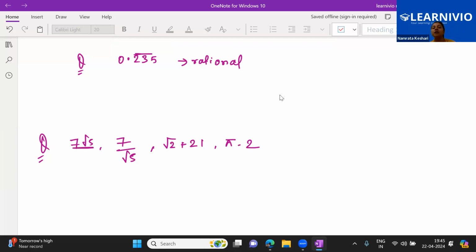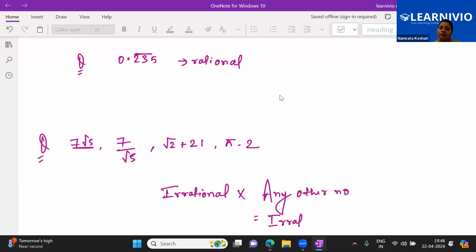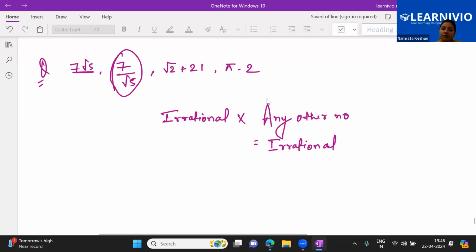So you can understand from here that when we are having an irrational number, and if we divide it or multiply it or add it or subtract it by any number, whole number, natural number, whatever, if one of the numbers is irrational, like irrational number into any other number, the result will be an irrational number only. Similarly, irrational number divided by any other number, the result will be an irrational number only.